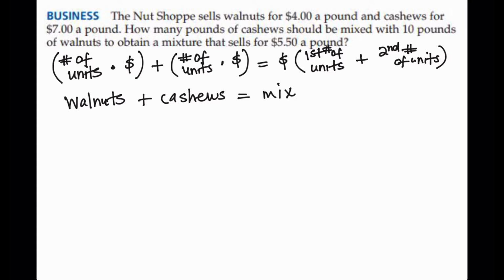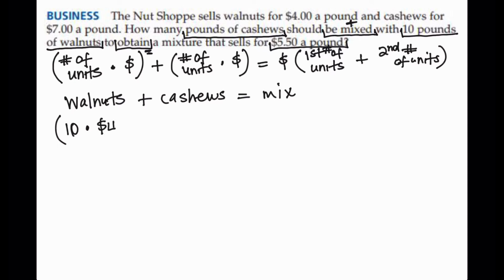It says how many pounds of cashews should be mixed with. So should be mixed with, that's going to be your plus sign. 10 pounds of walnuts. Okay, to obtain is your equal. A mixture that sells for $5.50. So, walnuts, 10 pounds. So the number of units is 10. The dollar amount for the walnuts is going to be $4.